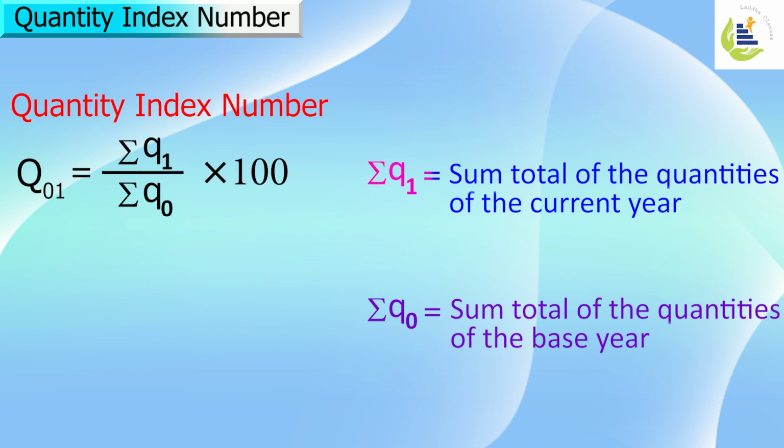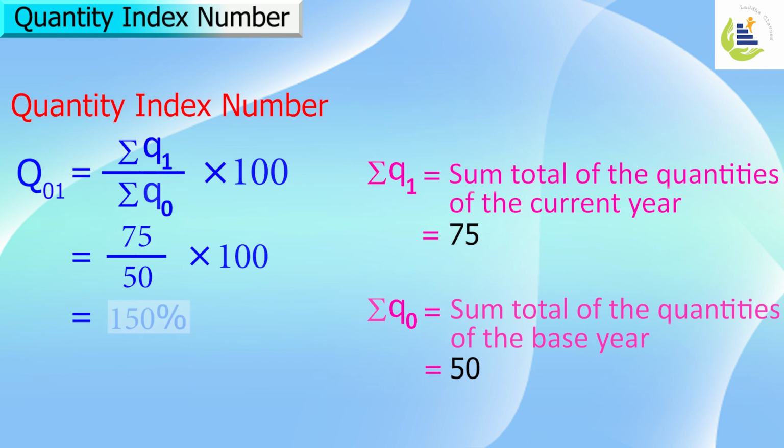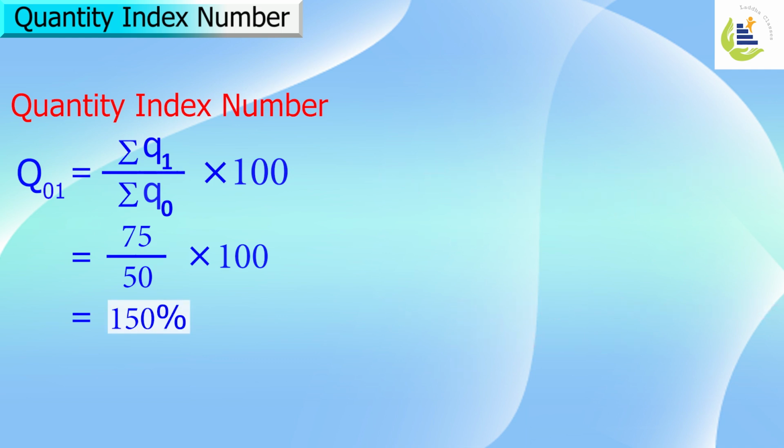Summation of Q1, that is sum total of quantity consumed or demanded in current year, is, let's say, 75, and summation of Q0, that is sum total of quantity demanded or consumed in base year, is 50. So if we simply put this into the formula, Q01, quantity index number from base year to current year, is equal to summation of Q1 over summation of Q0 into 100, that is 75 upon 50 into 100, you get 150%.